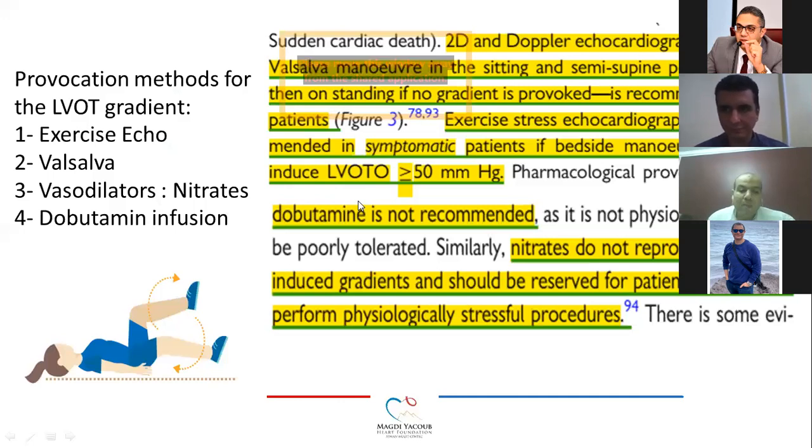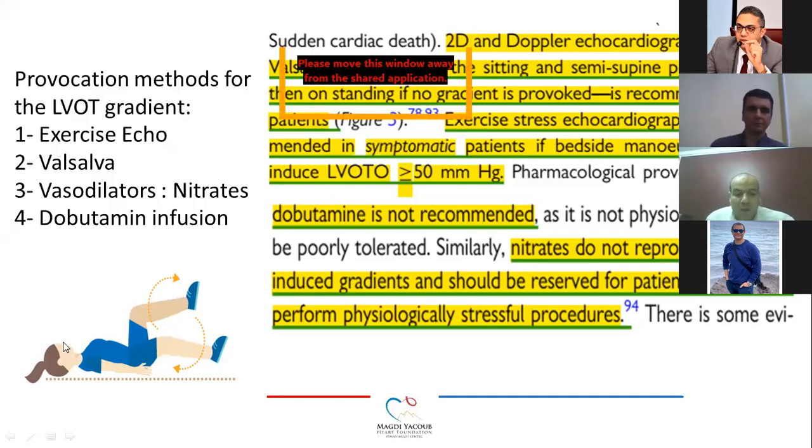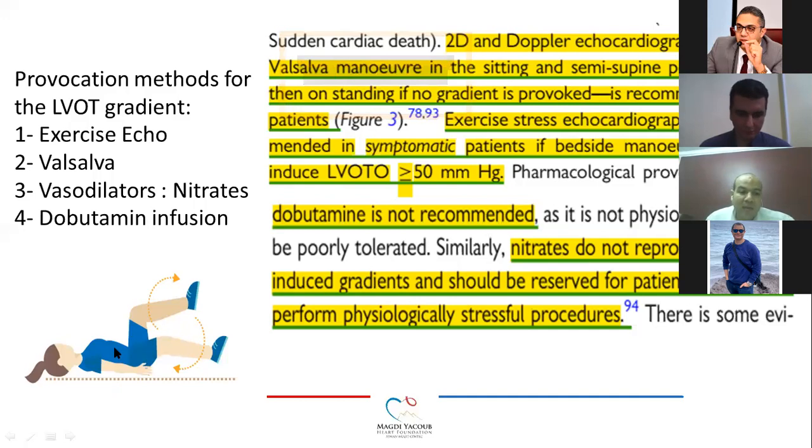The most physiological of these provocative methods is the exercise echo, which may not be present in most of our echo labs. So we can, off-label, replace it by air cycling. We can ask the patient, while lying down in the echo lab, to do air cycling as in this picture. And we report for 1 or 2 minutes, as the patient can withstand, and then report the LVOT gradient again.